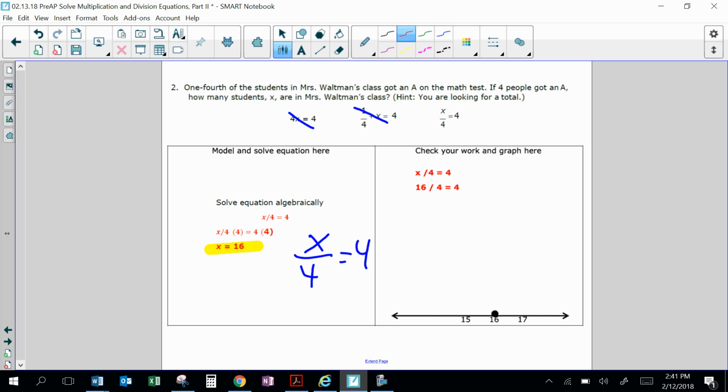Let's solve this. Is x isolated on the left side of the equation? It is not. What type of relationship is this? This is division, so the inverse is multiplication. Multiply by 4 on both sides. I balance it out. This cancels. x equals 16. Did you graph 16 on the number line?